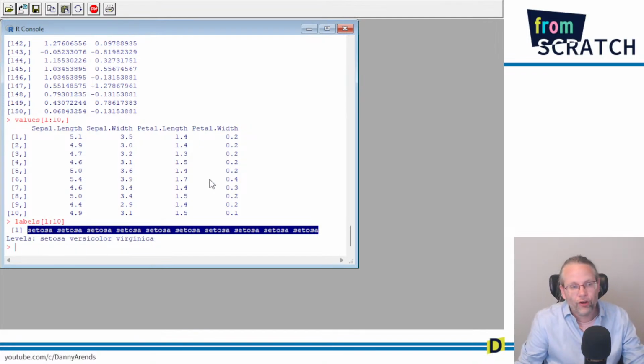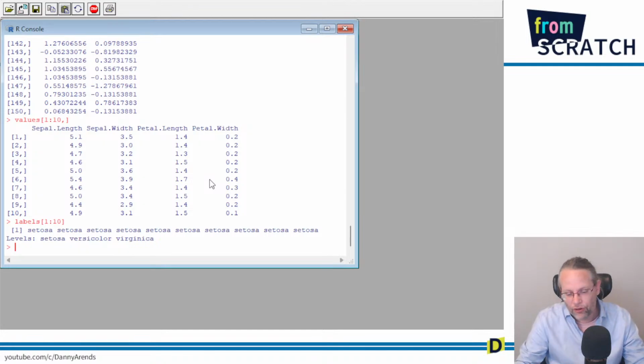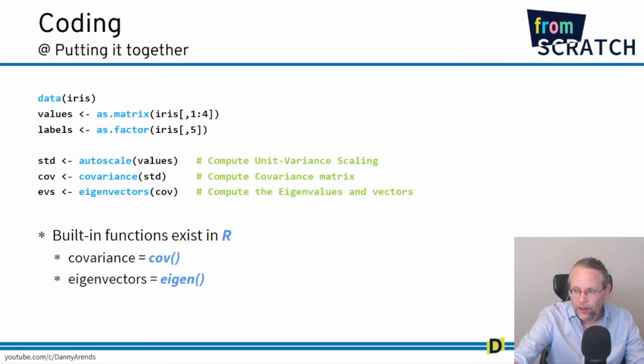All right, so we have our data loaded. The next step is to do the computations. I'm going to take my values, autoscale them, and call this STD, for standardized values. Then I'm going to compute the covariance matrix, and then compute the eigenvectors and the eigenvalues using our eigenvector function. Like I said, we're doing it from scratch, so it's good to see all of the functions and how they tie into each other.